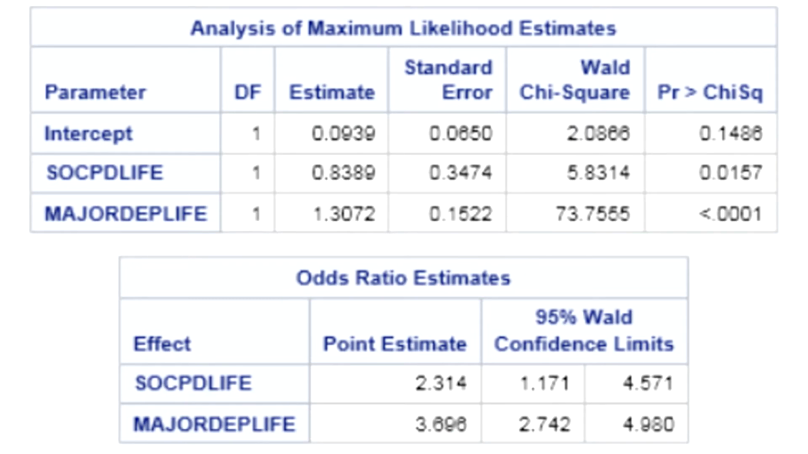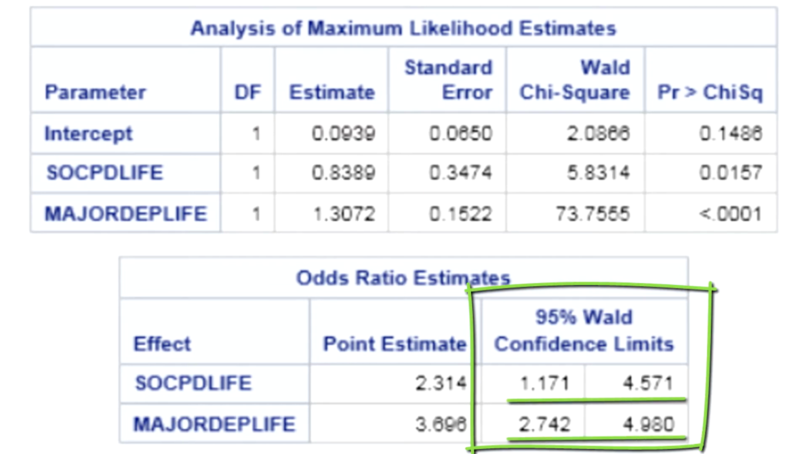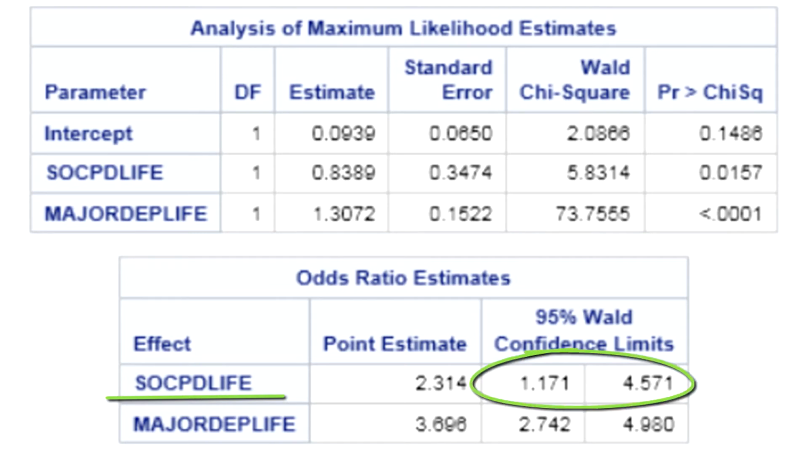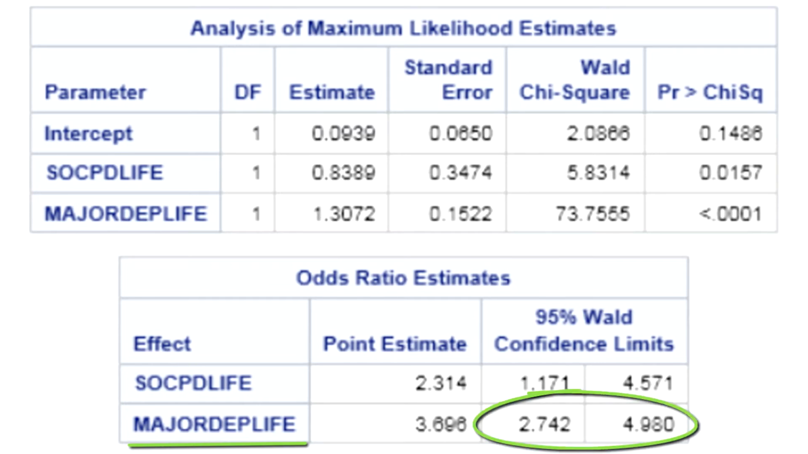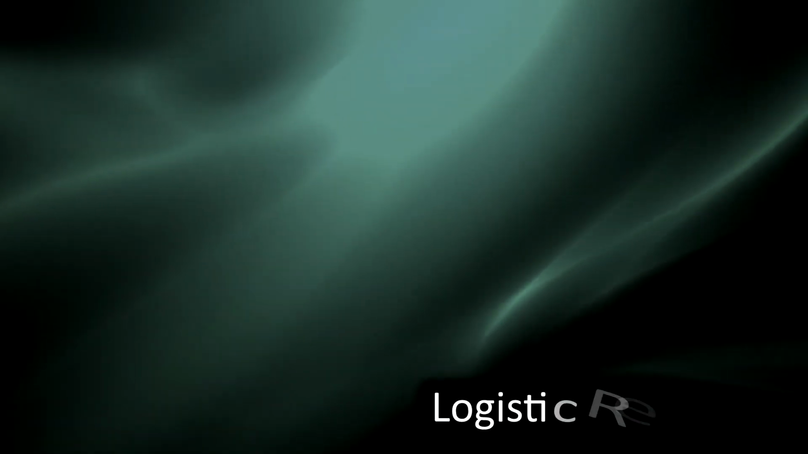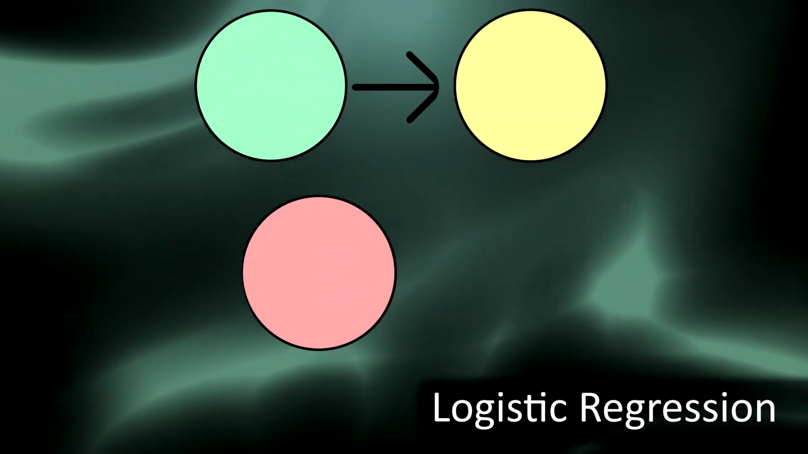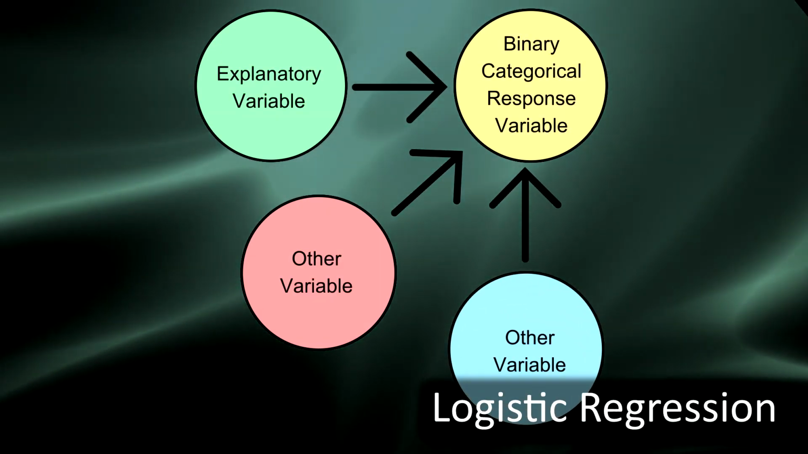Because the confidence intervals on our odds ratios overlap, we cannot say that major depression is more strongly associated with nicotine dependence than is social phobia. For the population of young adult daily smokers, we can say that those with social phobia are anywhere from 1.2 to 4.6 times more likely to have nicotine dependence than those without social phobia, and those with major depression are between 2.7 and 5.0 times more likely to have nicotine dependence than those without major depression. Both of these estimates are calculated after accounting for the alternate disorder. As with multiple regression, when using logistic regression, we can continue to add variables to our model in order to evaluate multiple predictors of our binary categorical response variable, presence or absence of nicotine-dependent symptoms.